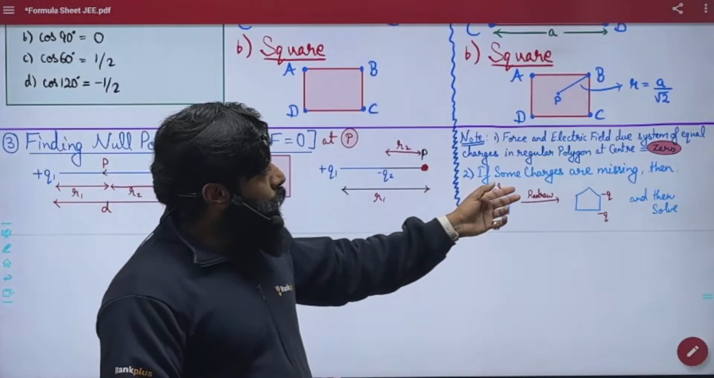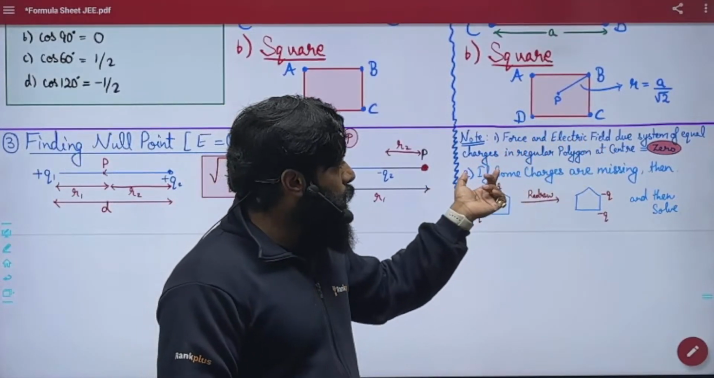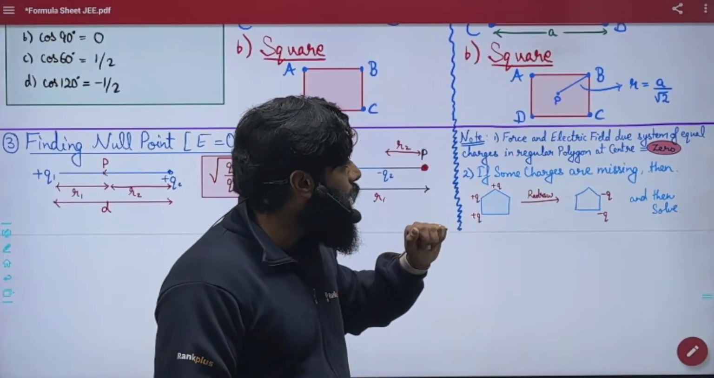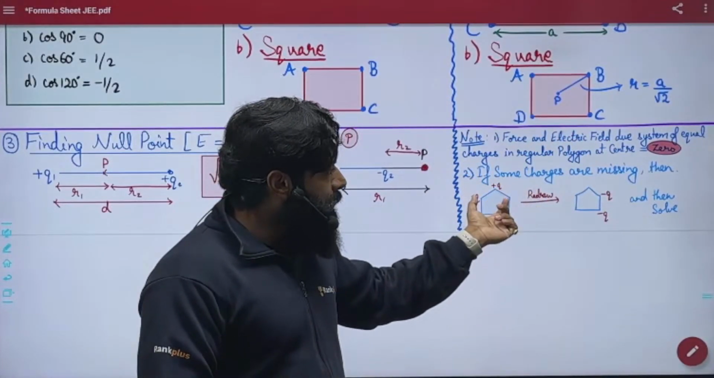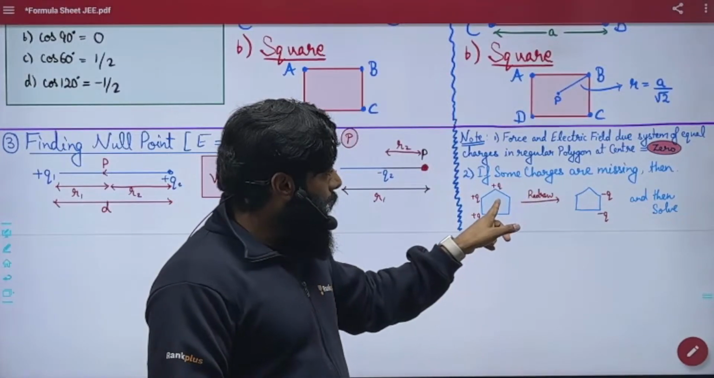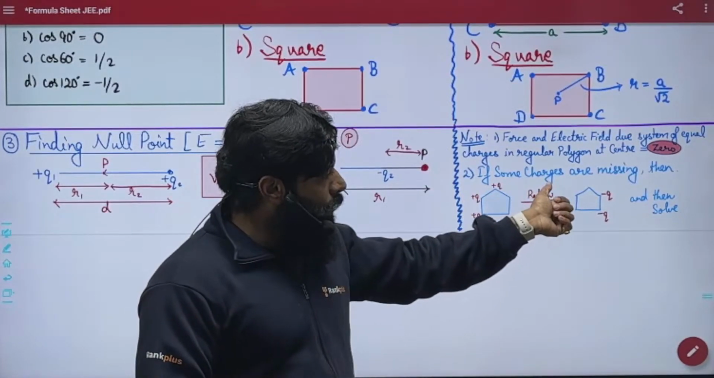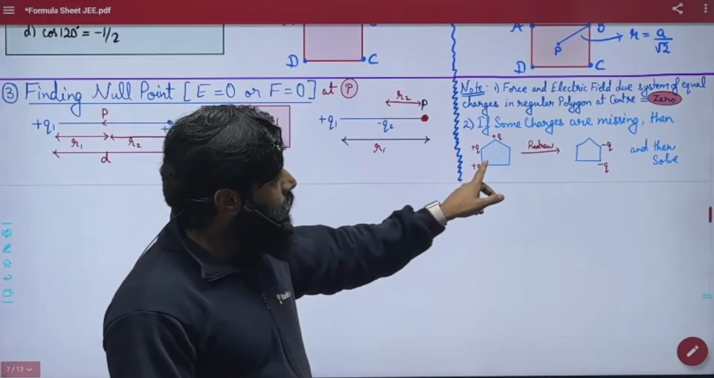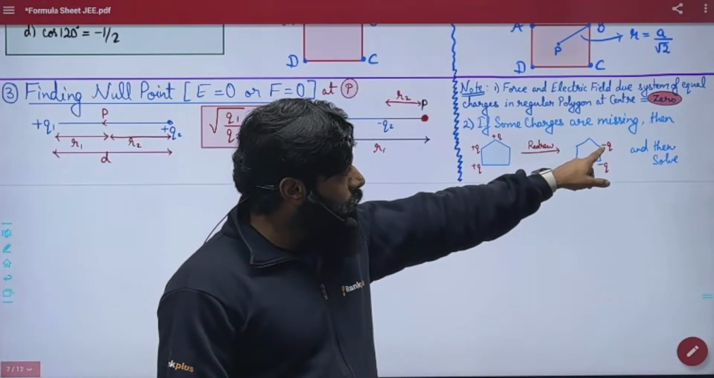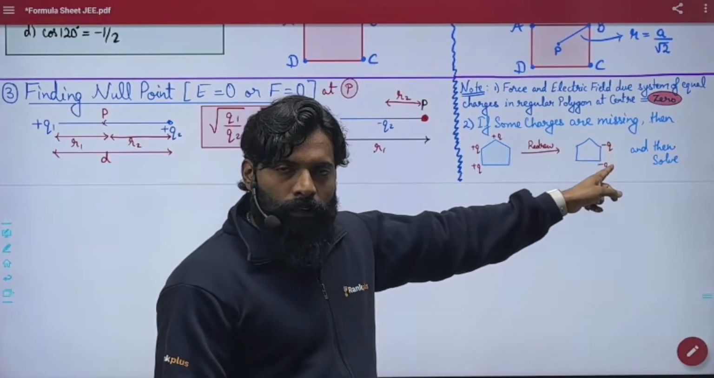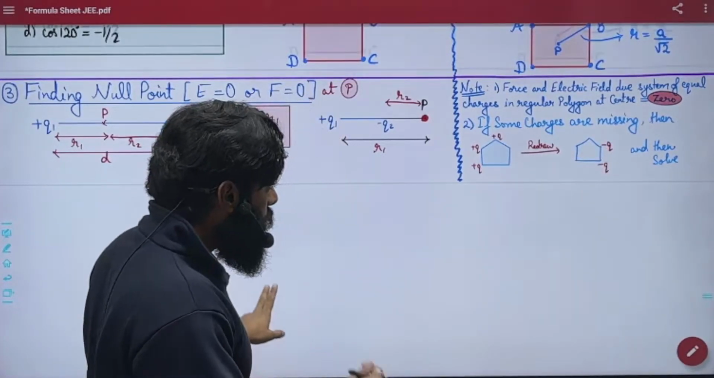In case of force and electric field due to a system of equal charges in a regular polygon, at the center it is zero. This is a very, very important point. If some charges are missing, then you have to redraw and then solve, right? You can redraw this figure and put the missing charges as minus q.